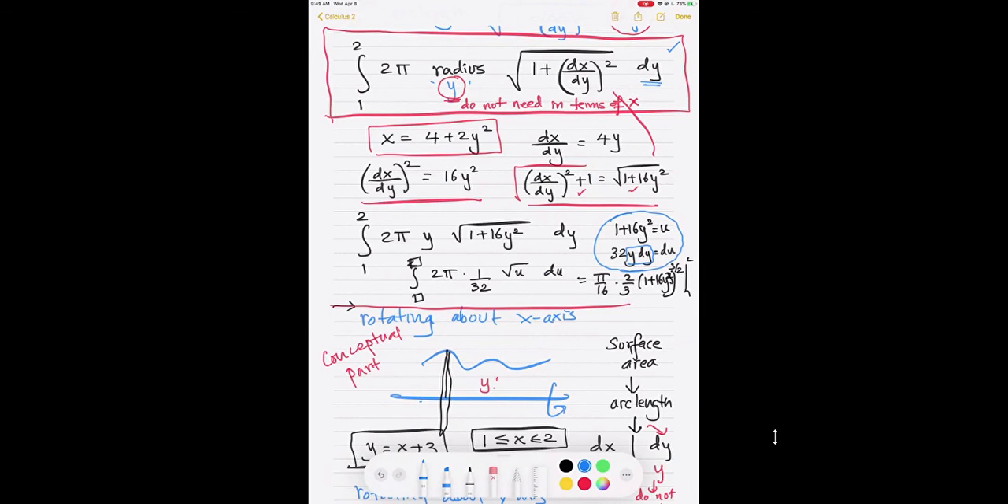So anything else? Should we do one more, or should we go on to the next section? Can we see one revolved around the y-axis? Okay, let me find one. So here we go. Let's see if you like this one. And this one is without numbers. And let's see if this sits well with you. So here we go.